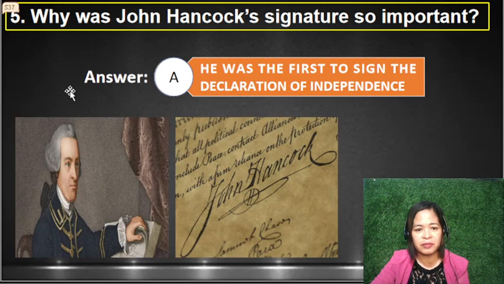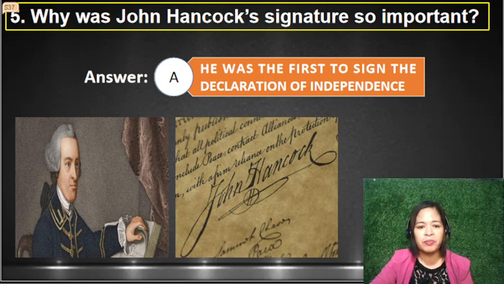Okay, what do you think is the answer? It is obvious, no, that he was the first signer of the Declaration of Independence. On July 4, 1776, the Congress adopted the Declaration of Independence, a document drafted by Thomas Jefferson stating that the 13 American colonies were free from British rule. As president of the Continental Congress, Hancock is credited as the first signer.